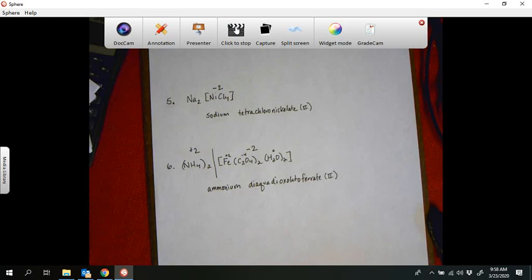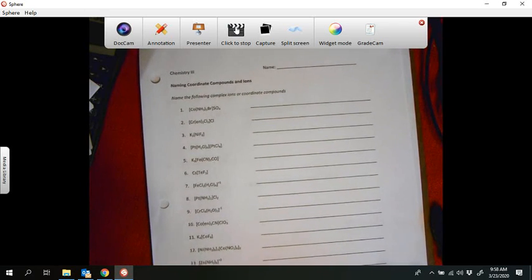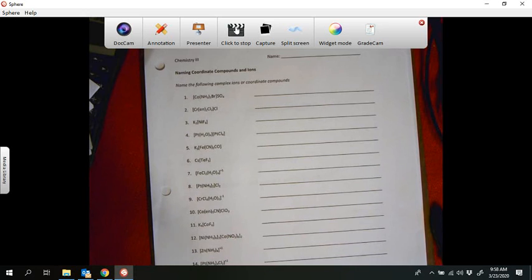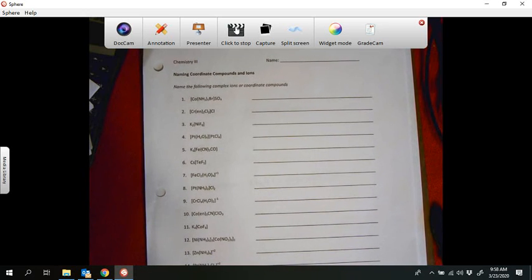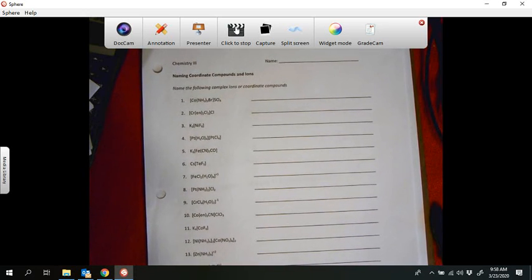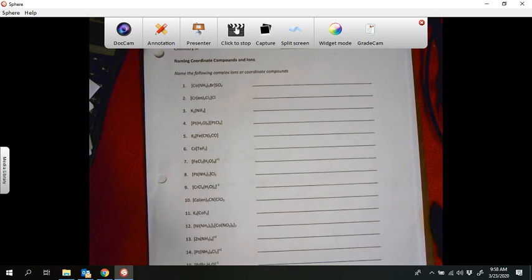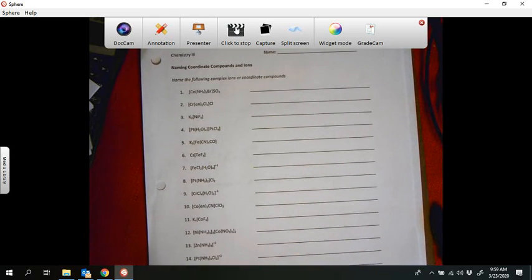For the next video, or you can go ahead and work on the worksheet. So you should have a worksheet that looks like this. There is a link in Schoology if you do not have this, but I gave this out in class. So you should have this, and you can go ahead and try this. I will put a due date up soon for this.